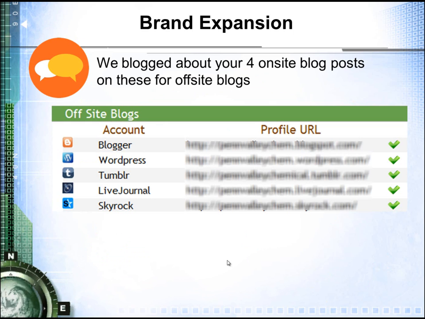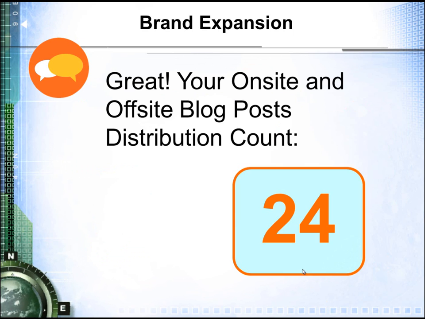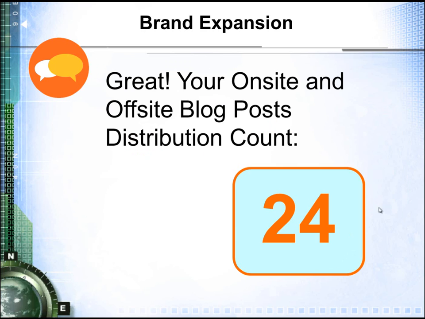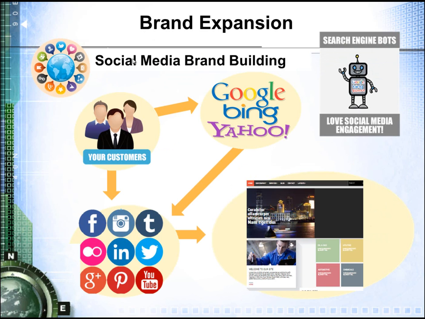As of now, since we've gotten through the first quarter of your marketing campaign, we've successfully published on these blogs that we've given you the link to in your report. The account will let you know the count that we published for you. On this demo report, the example count is 24. Yours would be different.